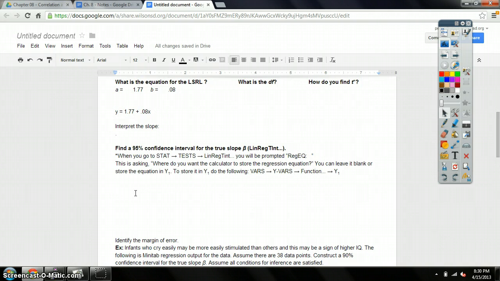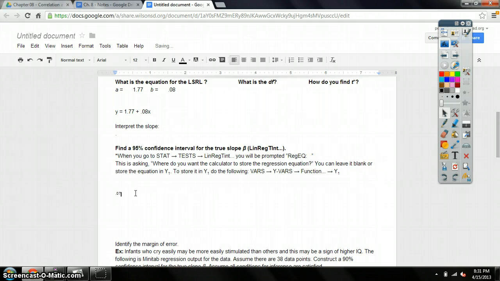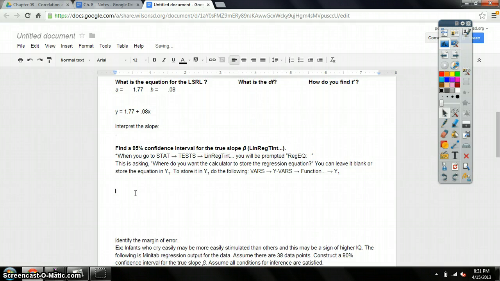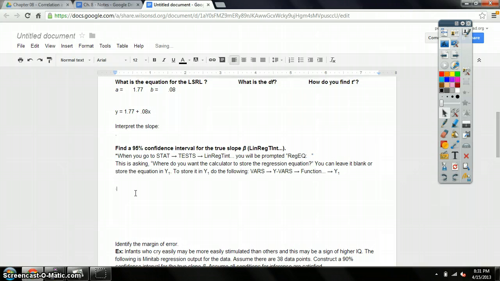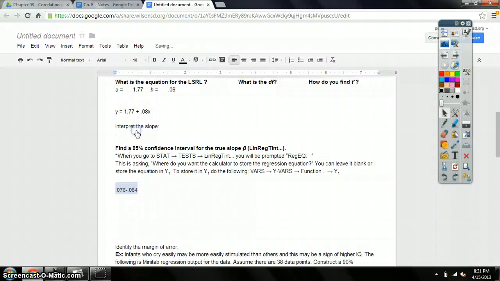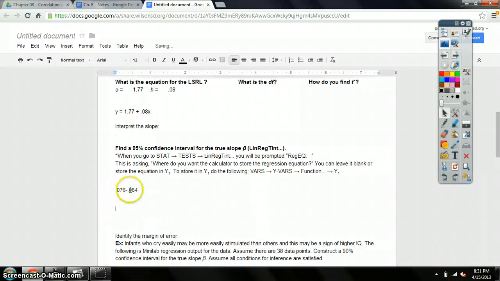So once you find your confidence interval, what you should have found is 0.076 to 0.084. I don't know why it's typing so small. So let me increase that a little bit here. Okay, that's a little better. So you should find 0.076 to 0.084. Now that's rounded off a little bit.